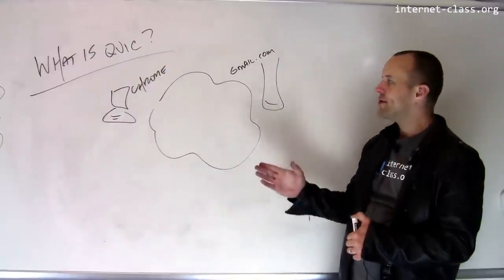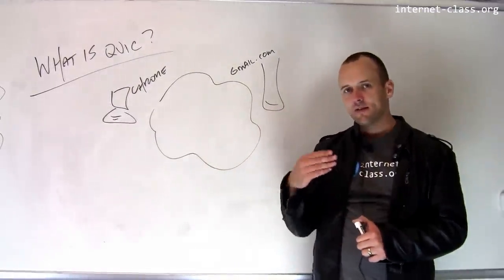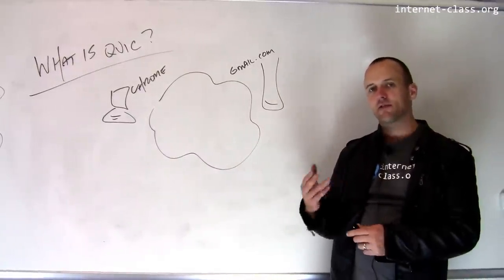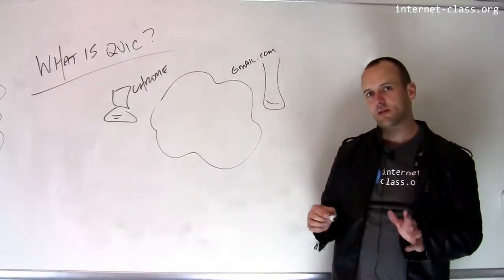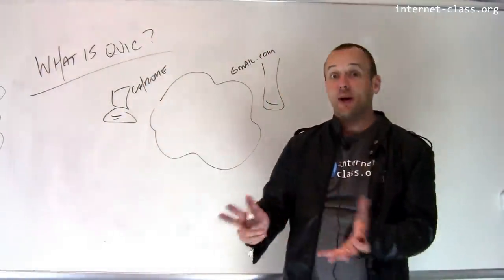So what are they doing? Well, they've rolled out something called QUIC. QUIC is designed to address several well-known problems with TCP, particularly in certain types of environments that Google cares about. So let's talk about some of the things that QUIC does. The first thing is, how do I get away from TCP at all?